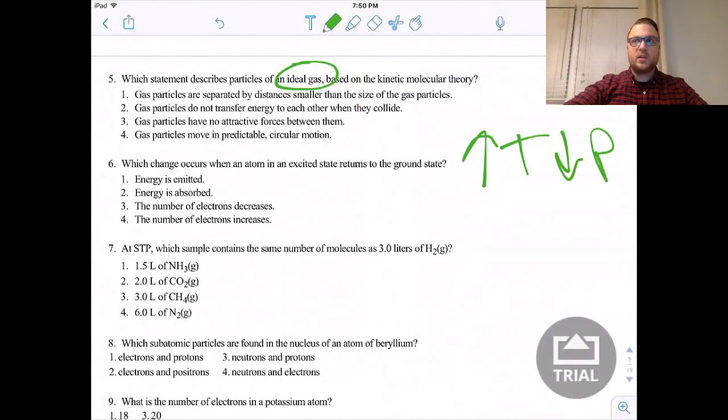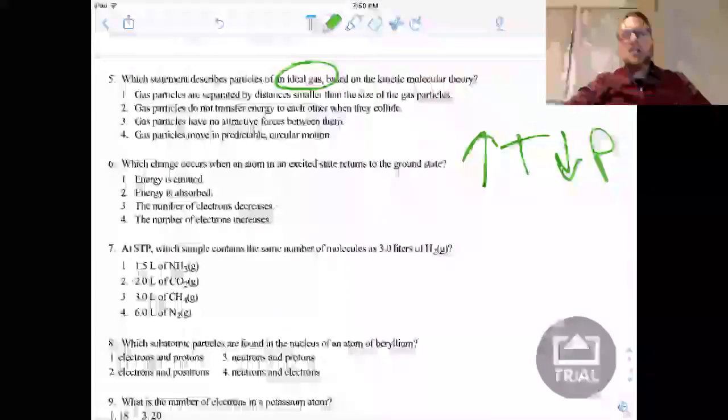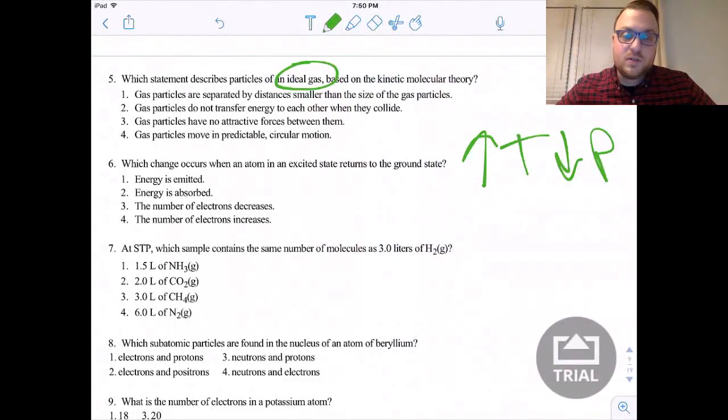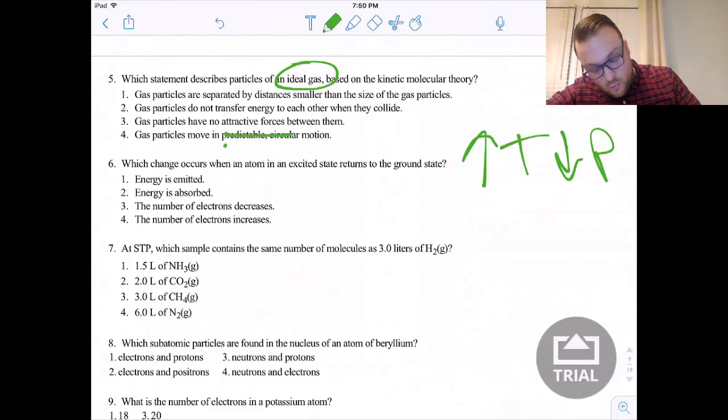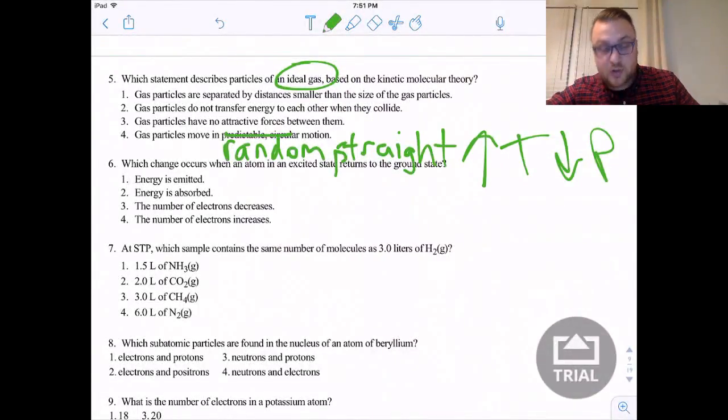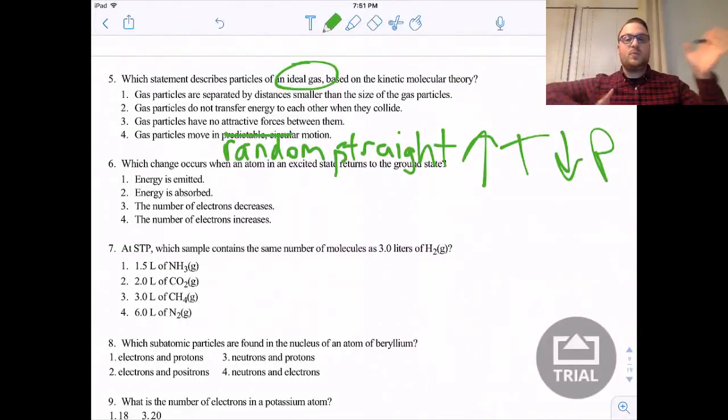You start to see these patterns where they move in random, straight motions, not predictable, circular. So don't confuse random and straight. They're two different things. You cannot predict where they're going, but wherever they're going, they're moving in a straight line. Some people think that random and straight oppose each other. They have nothing to do with each other.